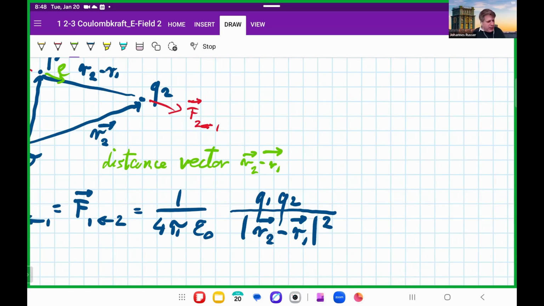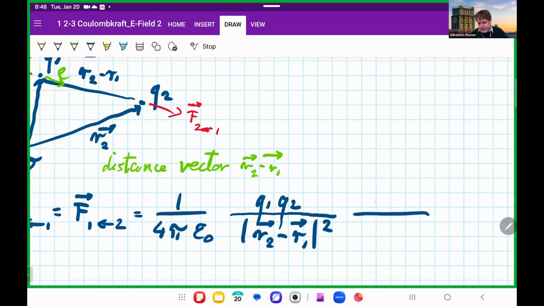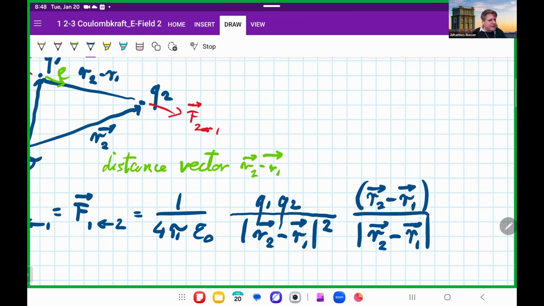Now this part of the formula that we have given accounts for the magnitude. Now we also have to include the direction, and that we have said is parallel to the distance vector. It's aligned with the distance vector, so this is R2 minus R1. And of course, we have to get this correct, because with the distance vector we have not only included the direction, but also a magnitude. So we normalize it by dividing by the magnitude of the distance vector.